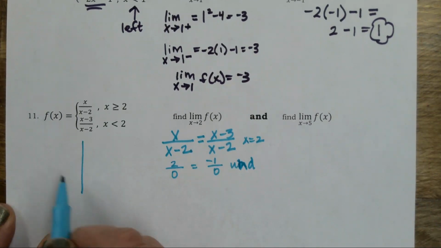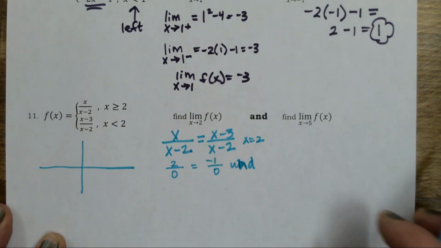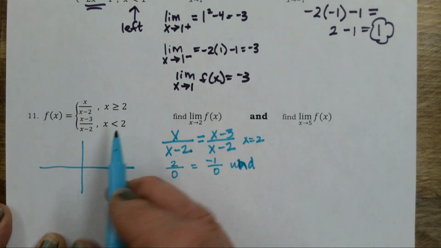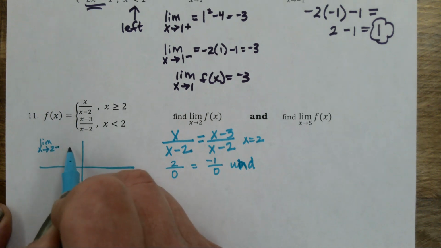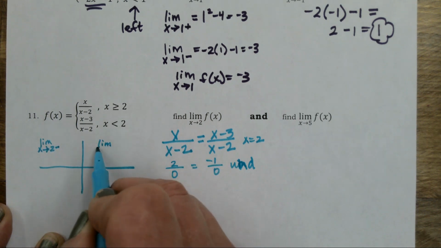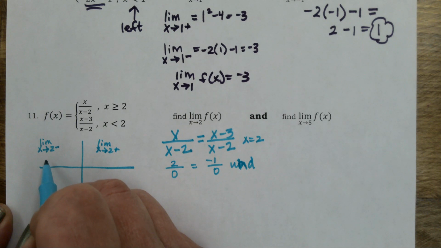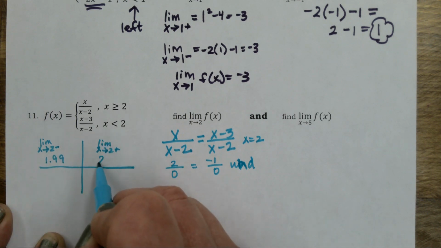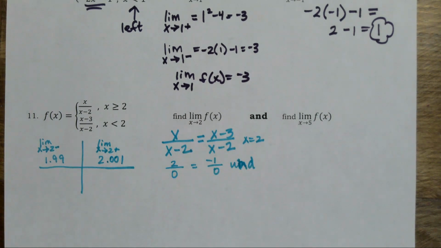So again, I need to check. I need to check on the left, the limit as x approaches 2 on the left. And I need to check on the right, the limit as x approaches 2 on the right. On the left, it's a little bit less than 2. On the right, it's a little bit more than 2. Again, you don't have to use the values I do, just get a little bit less and a little bit more. But I have to pick the correct one.